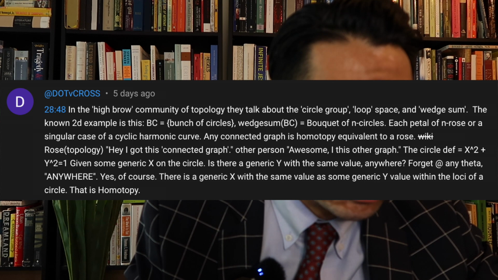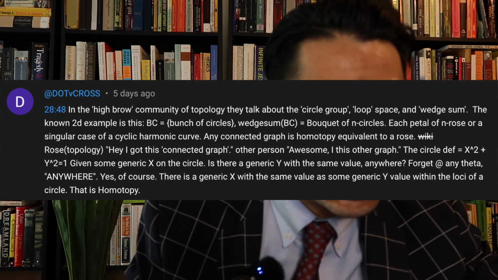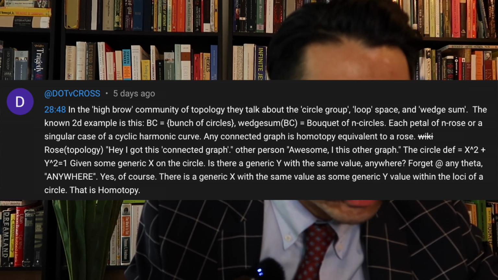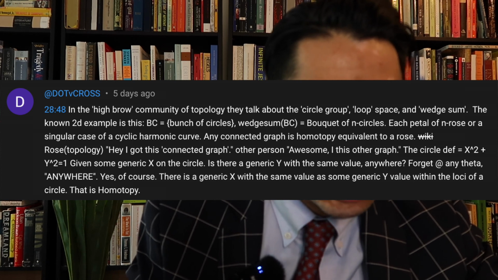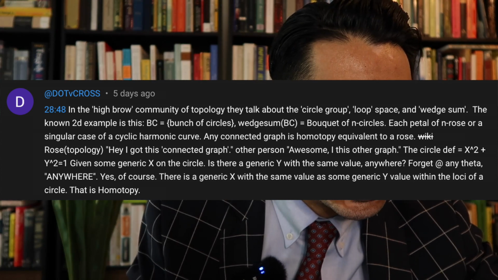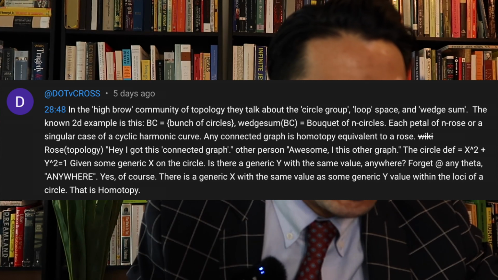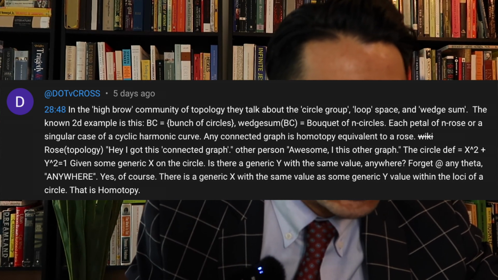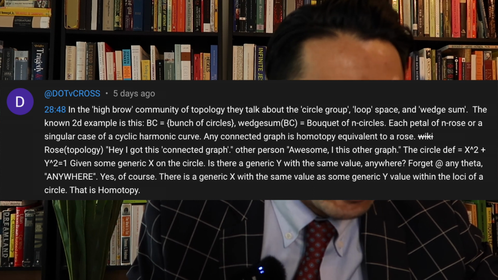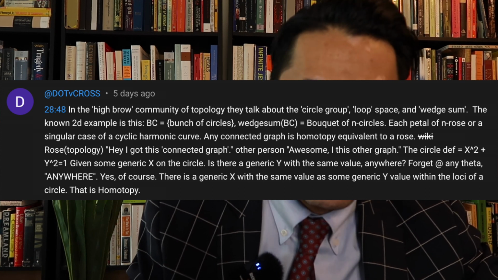Hey, I got this connected graph. Other person: awesome. I have this other graph, the circle defined by x squared plus y squared equals 1. Given some generic x on the circle, is there a generic y with the same value anywhere? Forget at any theta. Anywhere. Yes, of course. There's a generic x with the same value as some generic y value within the loci of a circle. That is homotopy. Yeah, go look at the Wikipedia page for rose topology. Again, I've gotta really brush up on the topology. I've got it back here, Munkres Topology. Gotta get into that one a little more.